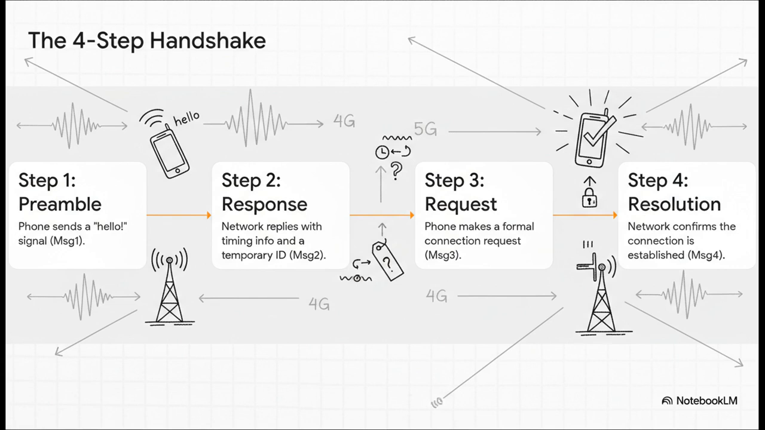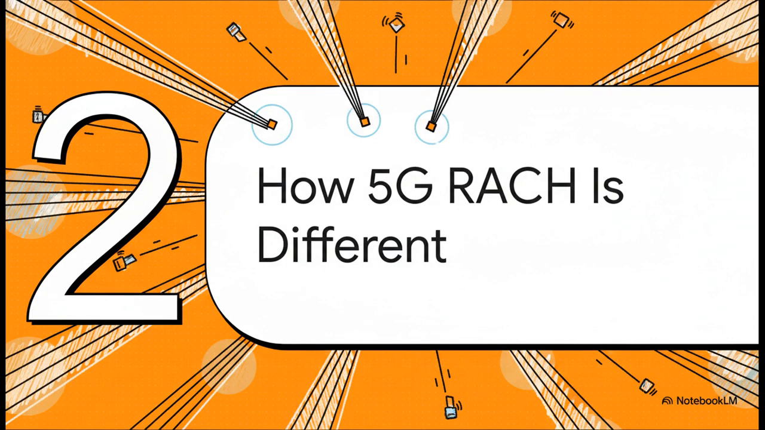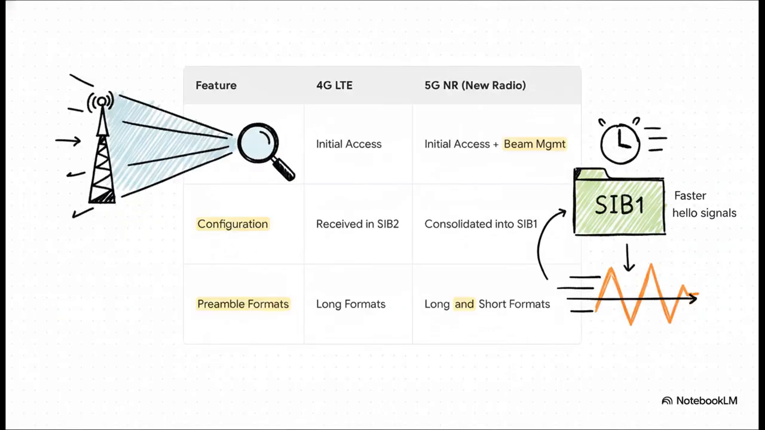So if the basic steps are the same, what makes 5G so different? Well, this is where it gets really interesting. The differences might seem subtle, but they are incredibly powerful, and they're all about solving that spotlight problem we mentioned earlier. Now take a look at this table.